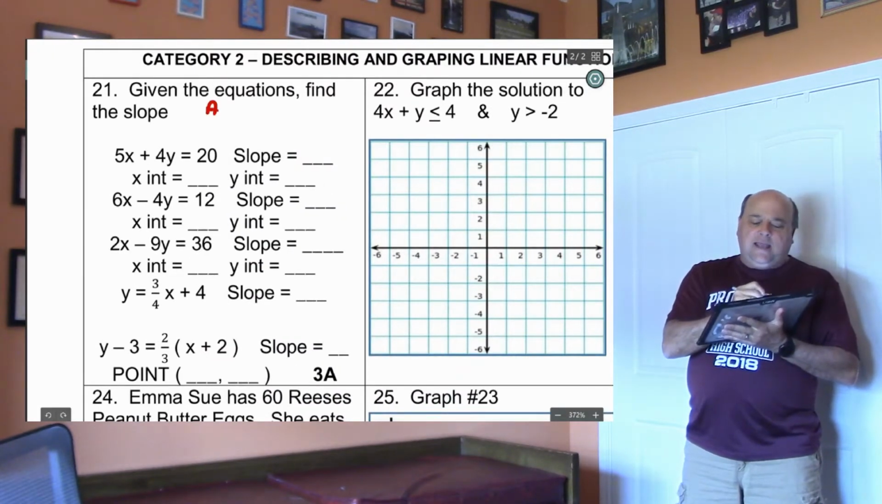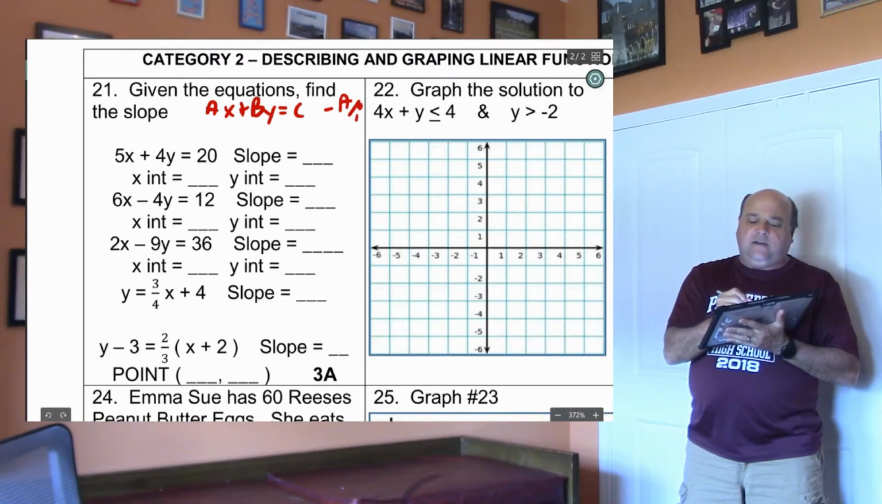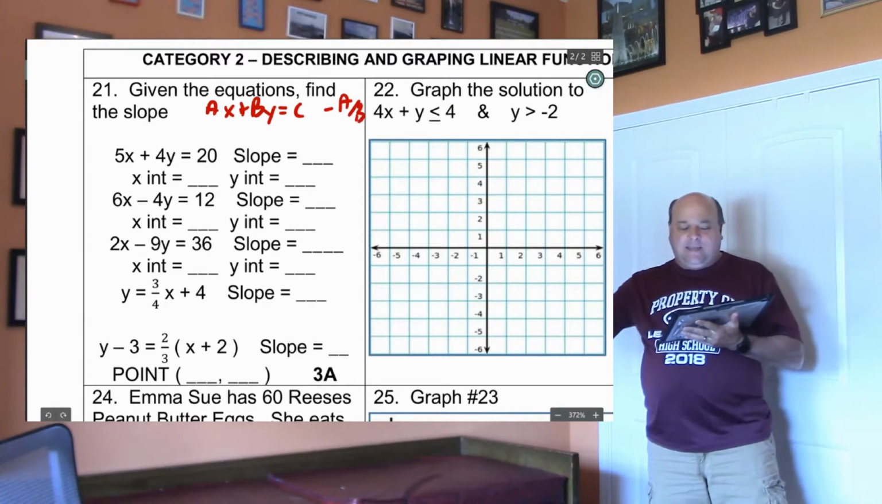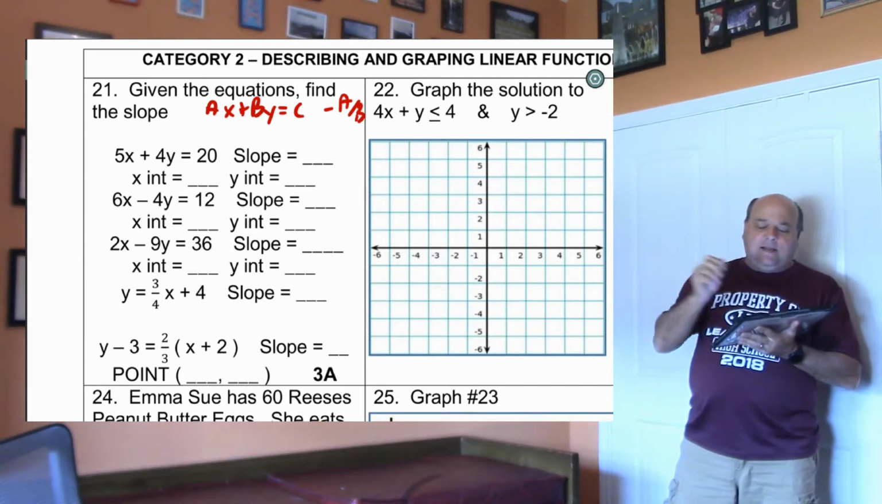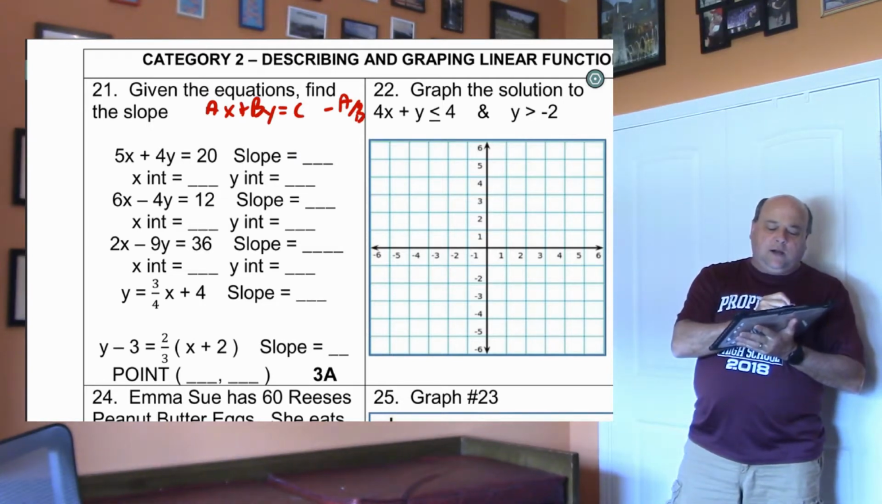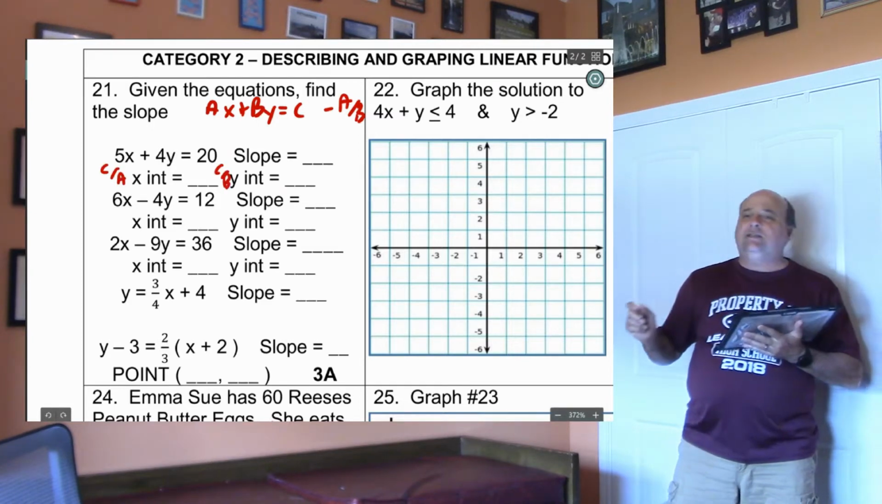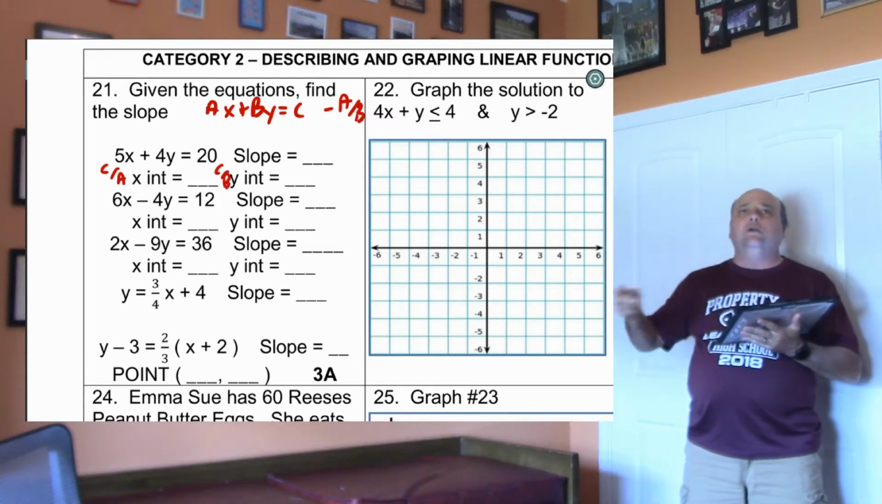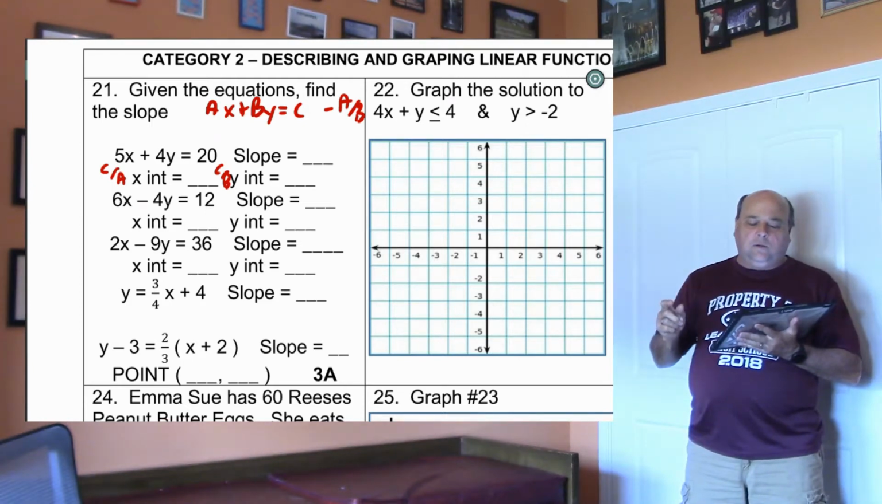Remember, if you have ax plus by equals c, the slope is negative a over b, right? Piece of cake there, right? And to get the x-intercept, you do c over a. And to get the y-intercept, you do c over b. Piece of cake. You've been doing this all year. This should be real simple, okay?